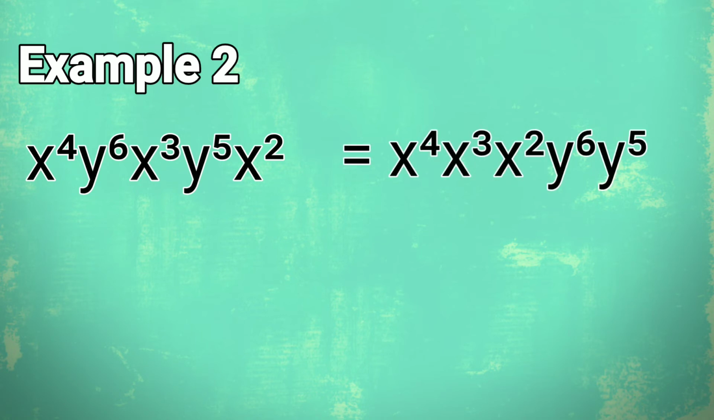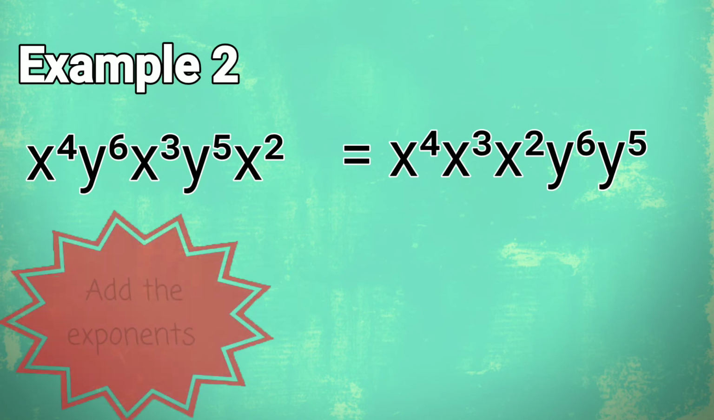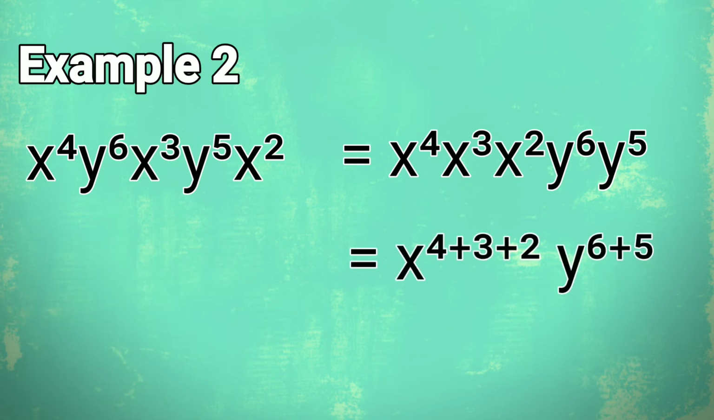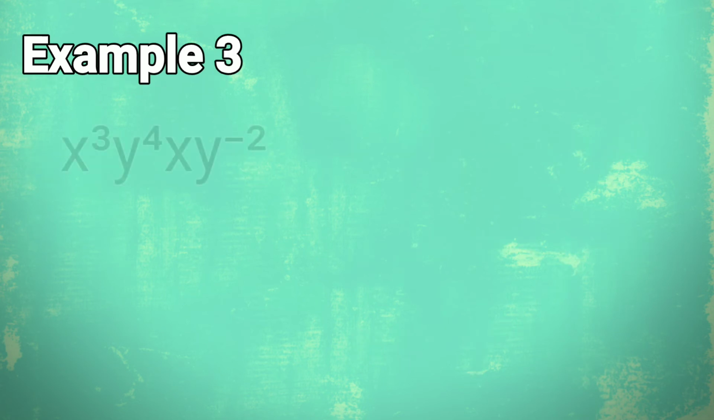Now my rule says if I have powers being multiplied and they have the same base, I can just add the exponents. So we get x to the 4 plus 3 plus 2 times y to the 6 plus 5, which equals x to the 9th times y to the 11th. And we're done.